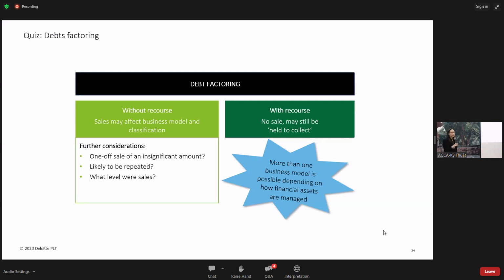So when it's debt factoring without recourse, once you transfer out that risk and you de-recognize your financial asset, in substance, it is a sale. So then the question is, what's your business model, right? Are you held to collect and sell? And if you do debt factoring, is that sale incidental or is it integral? So the extra consideration is, is it a one-off sale? Do you happen to do that only one time?